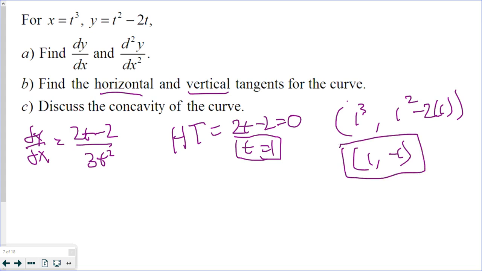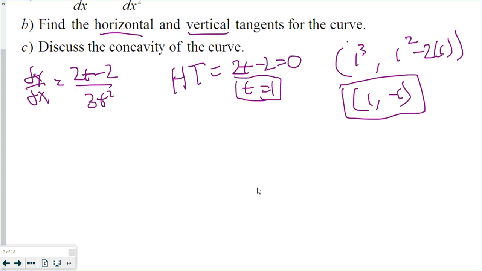If you want to know the vertical one, again, that's not too terrible. A vertical tangent line is where the denominator equals 0, right? So where 3t squared equals 0, and that happens when t equals 0. Again, if I want to know the point, just plug it into your x and y equations, and you get 0, 0.